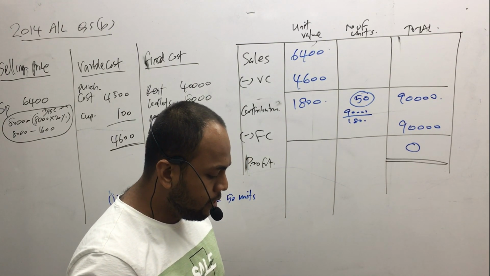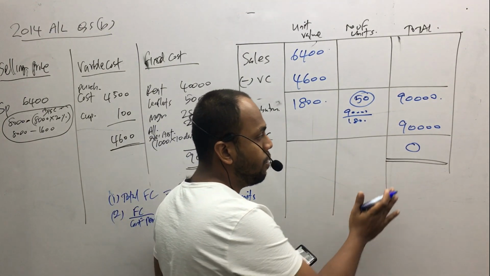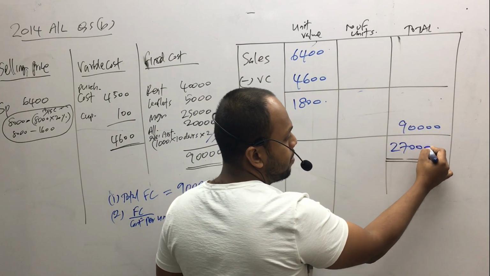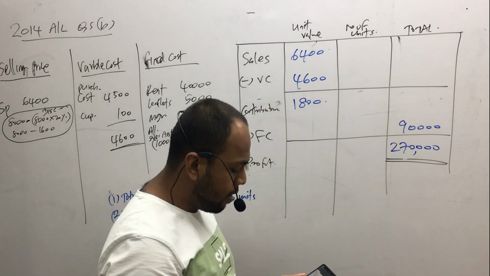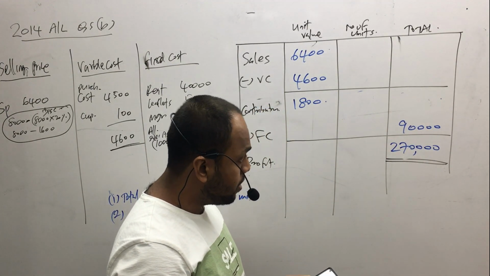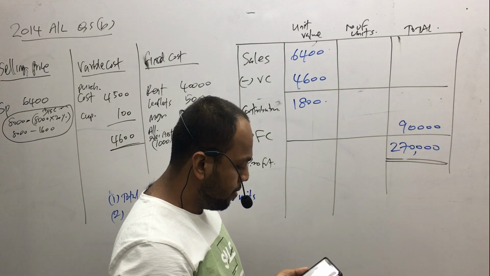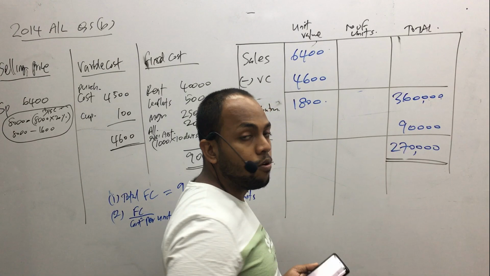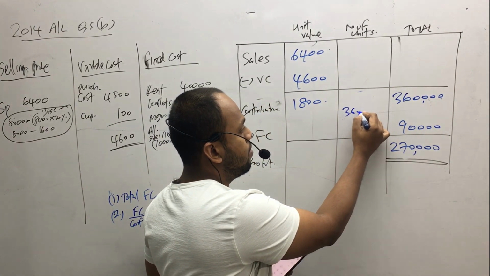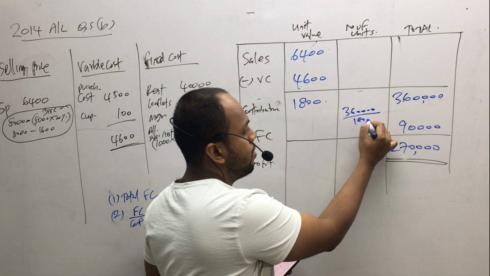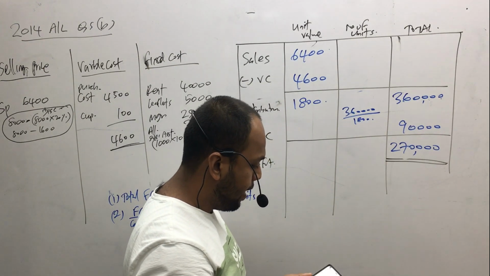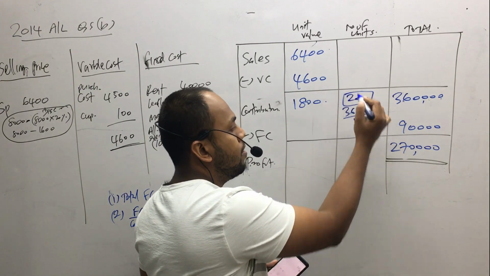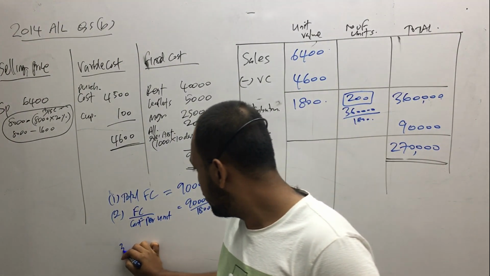Units to be sold to earn a profit of 270,000. Now what happens? We need 270,000 profit. To have 270,000 profit, how much total contribution is required? We need 360,000 total contribution. So 360,000 divided by 1,800. 200 units.